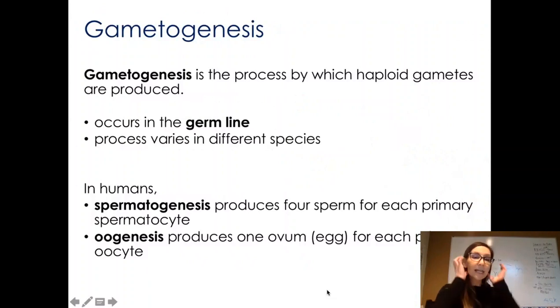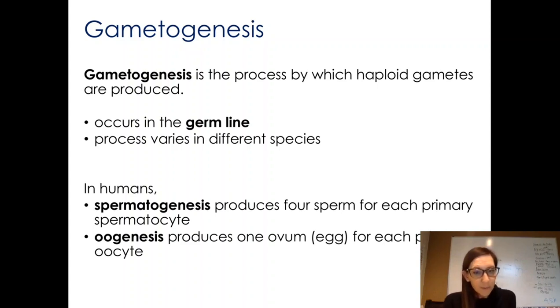Okay, so let's look at the process then of gametogenesis. How do we create those gametes? This process occurs in the germline. In males, this is happening in the testes. In females, this is happening in the ovaries. And the process itself will vary in different species. But we're going to look at the human gametogenesis process.